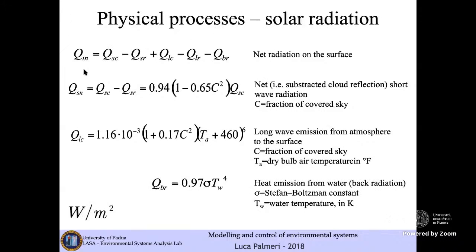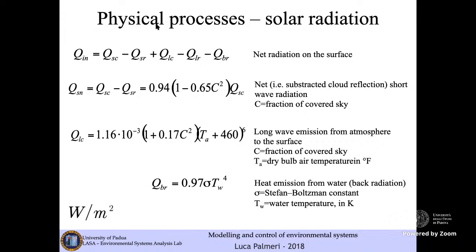For example, we may say that the energy flow arriving onto the surface of a planet, so net radiation on the surface, means radiation due to short wavelength absorbed by the cloud, minus radiation due to short wavelength reflected by the cloud, plus radiation due to long wavelength absorbed by the cloud, minus radiation due to long wavelength reflected by the clouds, minus the back radiation, or if you want, a black body radiation, QBR, that is a function of the temperature.